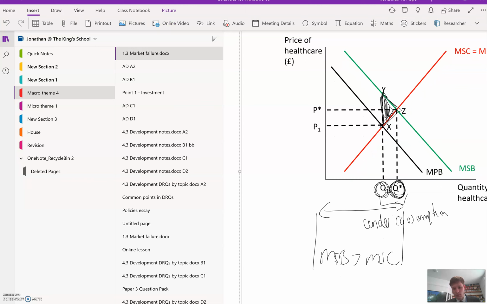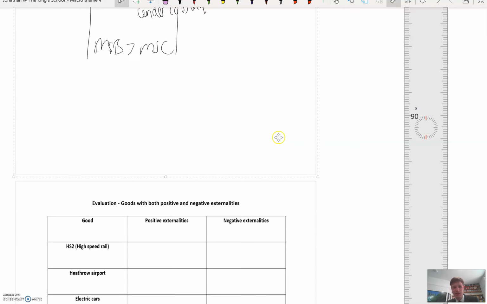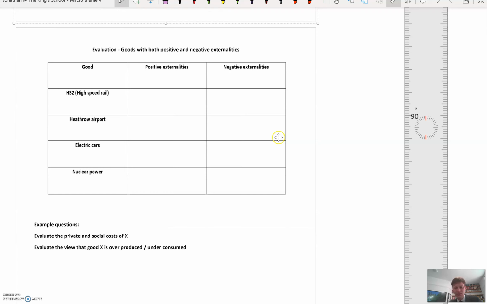Right, I think I am probably almost at the end of where we can get to. There are some extra little details here about the positive and negative externalities of each of those goods. That's one way of doing it, and the example questions are considered.